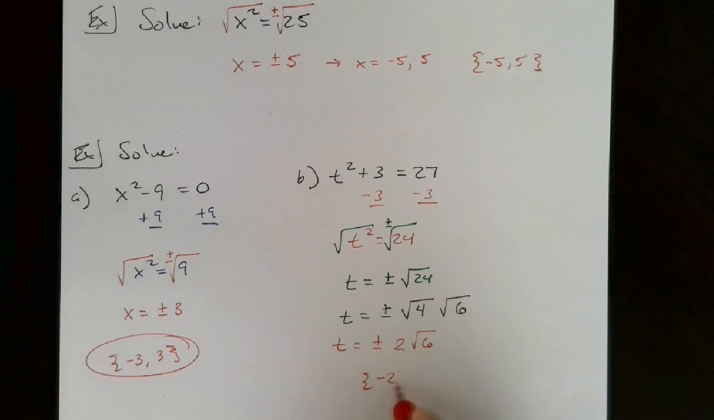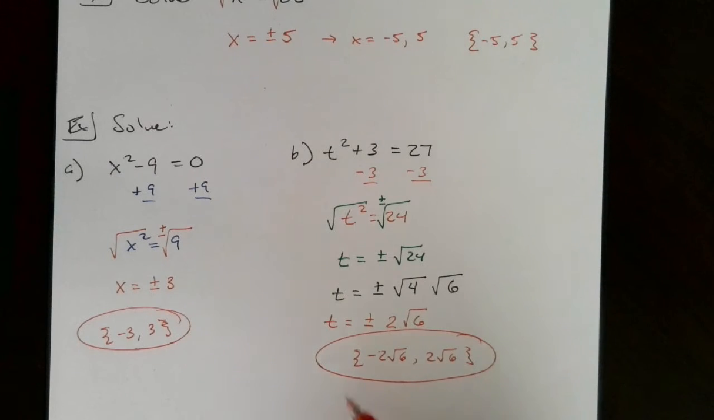It's negative 2 square root 6 and positive 2 square root 6. So two answers here, and that's okay, right? You can get two answers. I'm writing it in the set notation. If I don't ask for it specifically, you could leave it as t equals plus or minus 2 square root of 6. But I don't want to see a decimal approximation. I want to see the exact answer unless we specifically ask for a decimal.